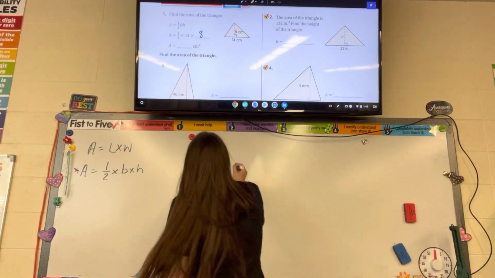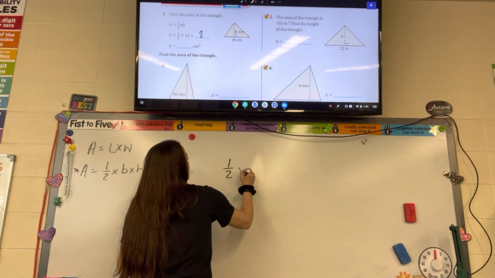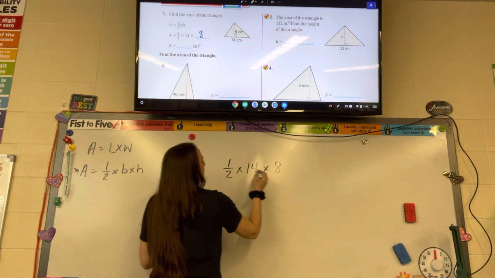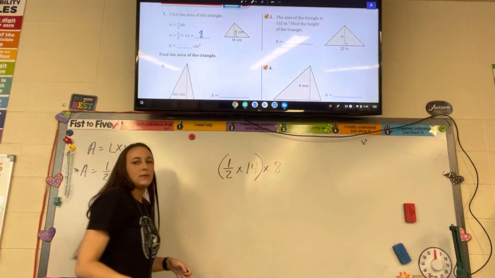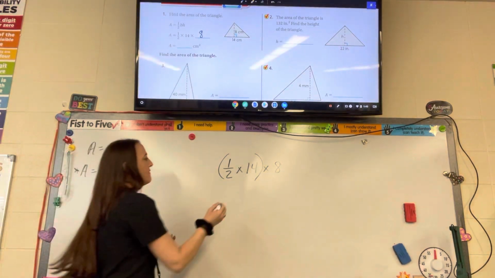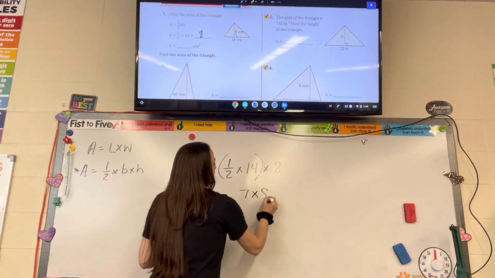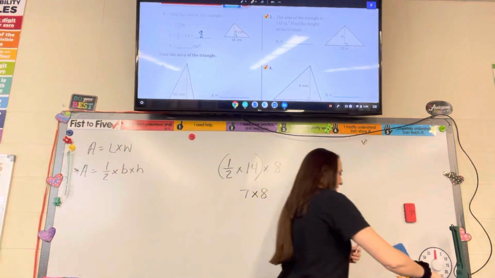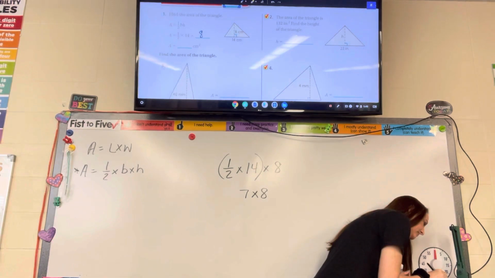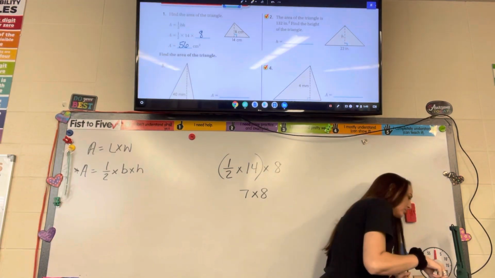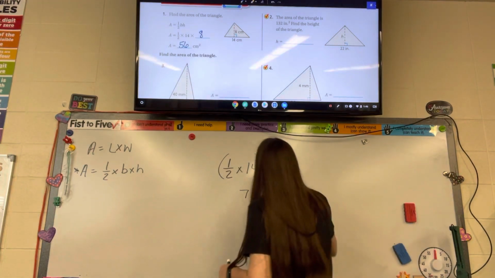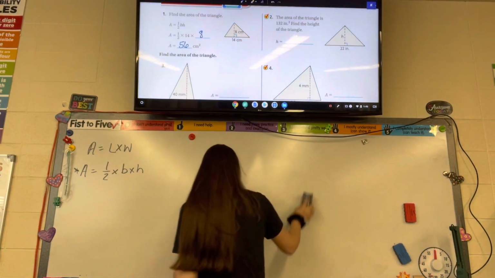So now, remember with multiplication, you can do it in any order. So I'm going to start with half of 14. What's half of 14? 7. And then multiply 7 times 8, which gives us 56 centimeters squared.